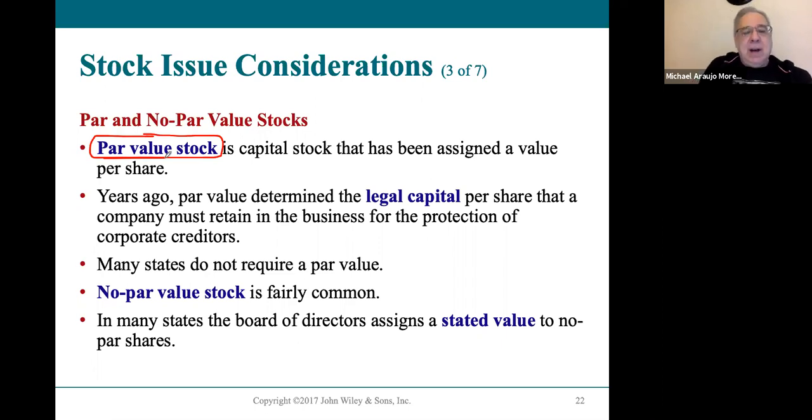Okay. Some states do not require a par value, so they will use what's called a stated value. But either way, whether it's a par value or a stated value, the purpose of that is to show what the core legal capital is of the company based on its common stock. And you'll see that on some of the balance sheets I'm going to show you. I'll point it out again.